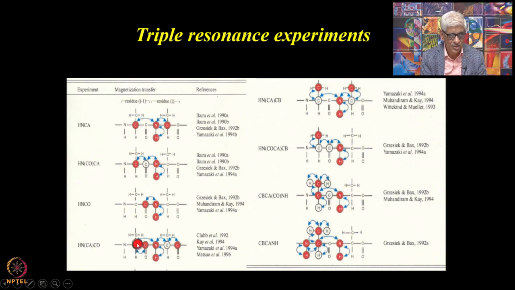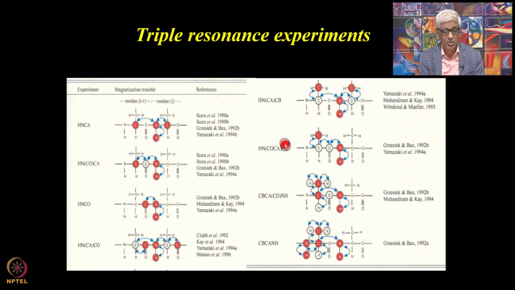So we use the mediator here as the C alpha, come to the carbonyl, and from the carbonyl we go back to the C alpha, then back to the nitrogen. Same here: C alpha, carbonyl, back to the C alpha, then to the nitrogen. Therefore, these ones have different kinds of information, as you will see. And similarly you can also do that on the side chains of the individual amino acids. This is called the HNCACB or correspondingly the HNCOCB.